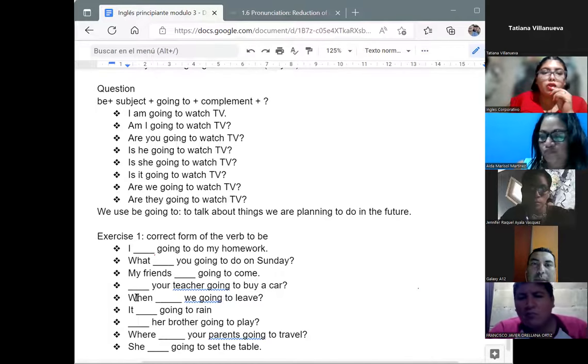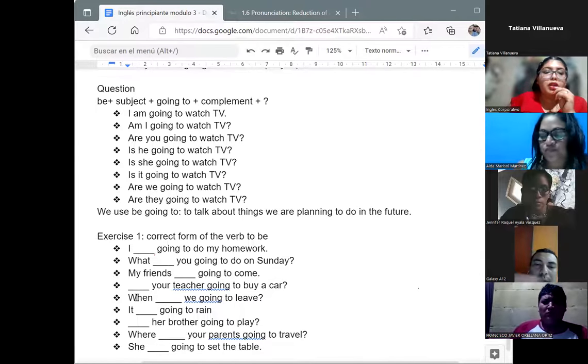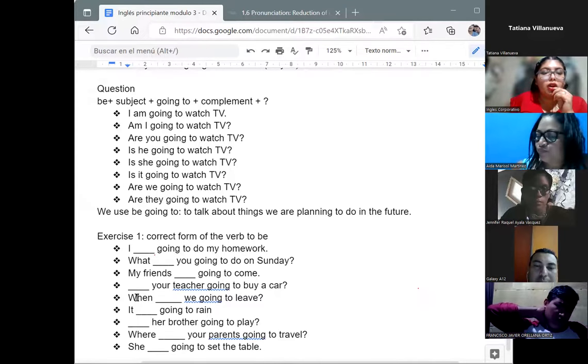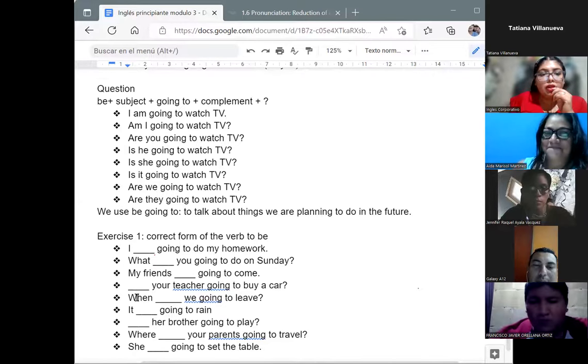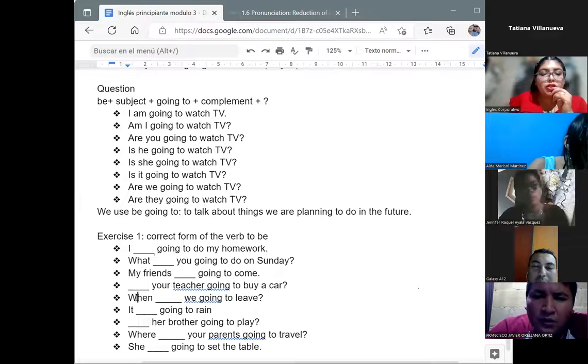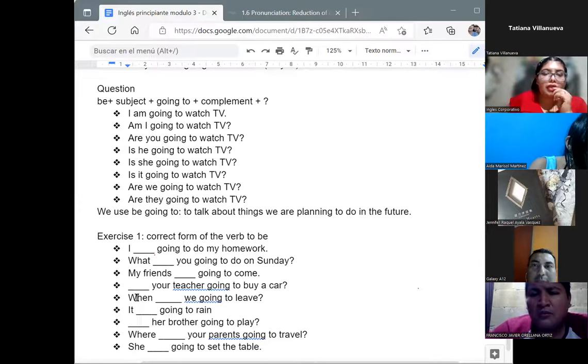I going to do my homework. What you going to do on Sunday? My friends going to come. Your teacher going to buy a car. When we going to leave? It going to rain. Her brother going to play. Where your parents going to travel? And she going to set the table.